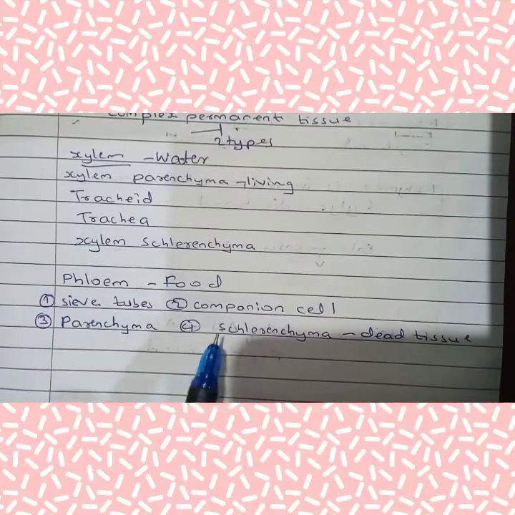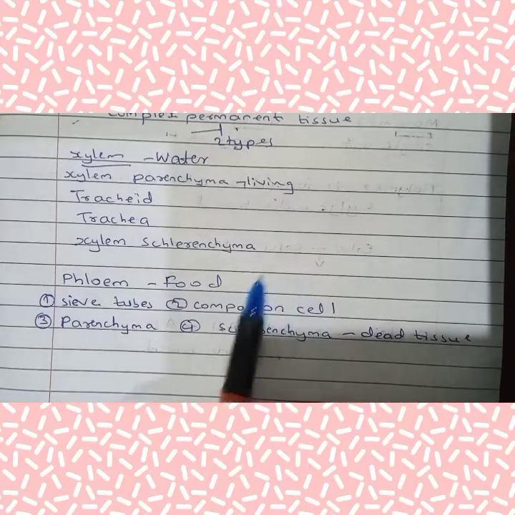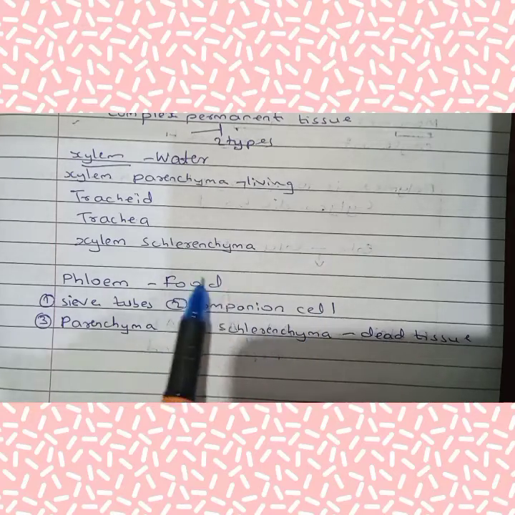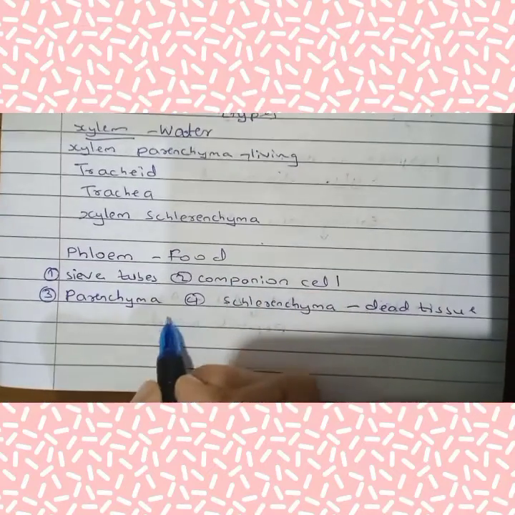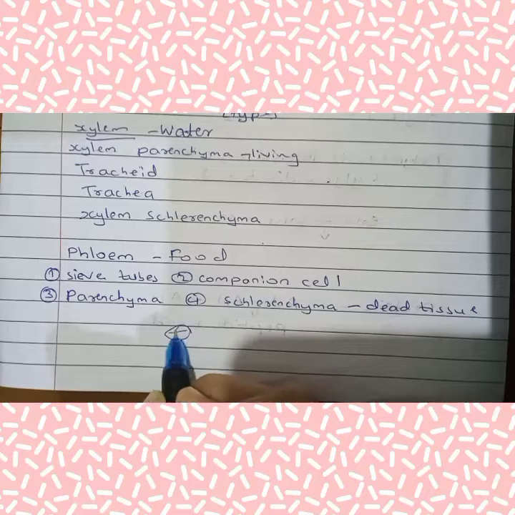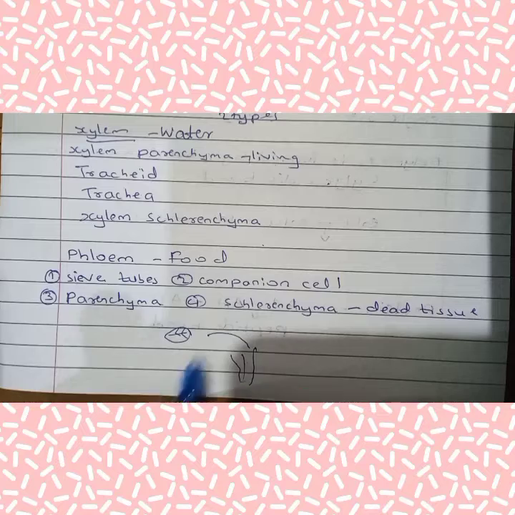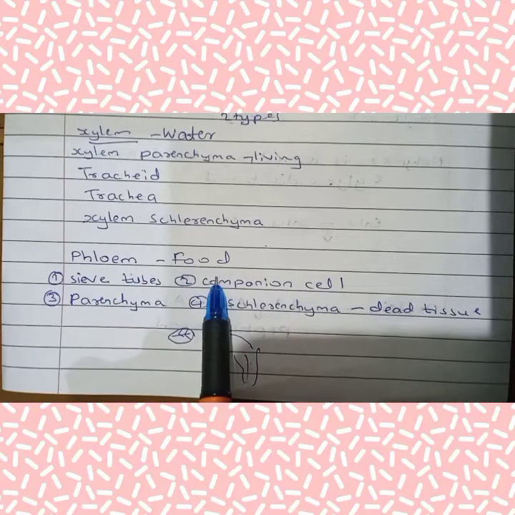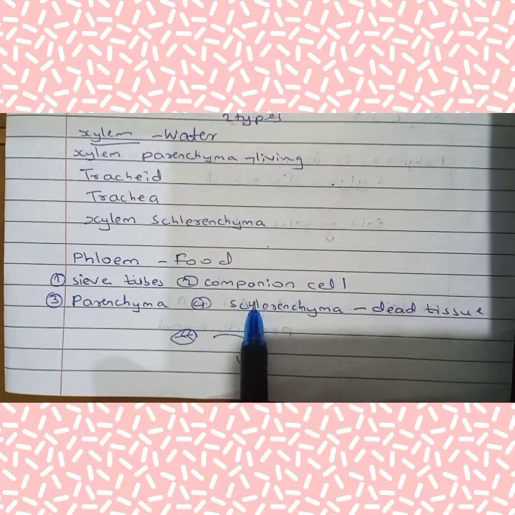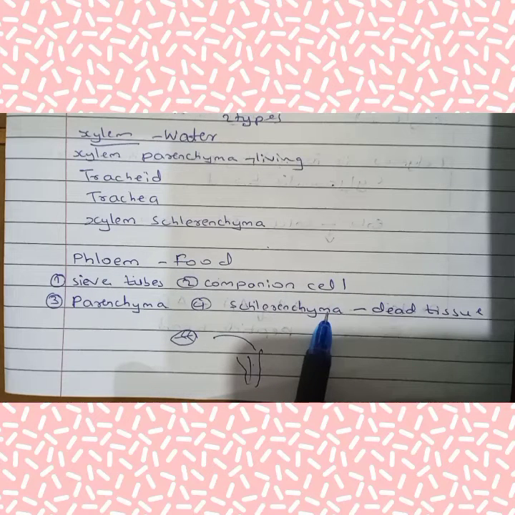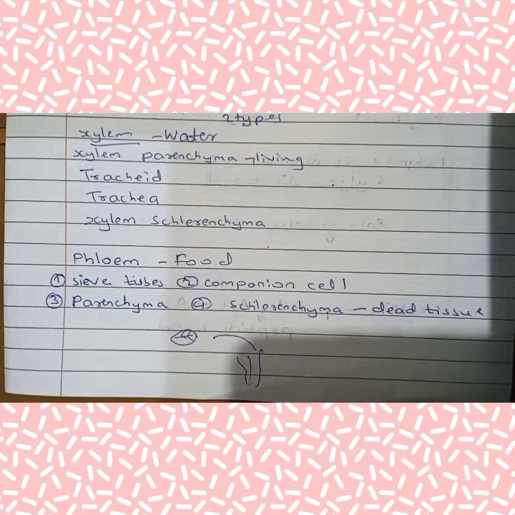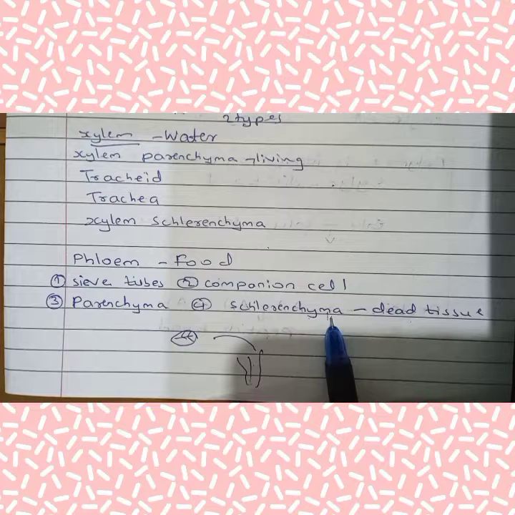Now phloem transports food from the leaf to all parts of the plant body. It has sieve tubes, companion cells, parenchyma, and sclerenchyma. In this, all are living cells except sclerenchyma. It is a dead cell, and sclerenchyma is even known as a dead tissue. It is there, but it is dead. It's useless.